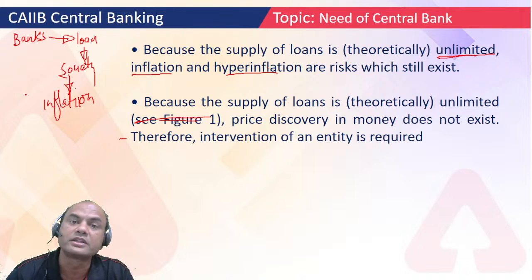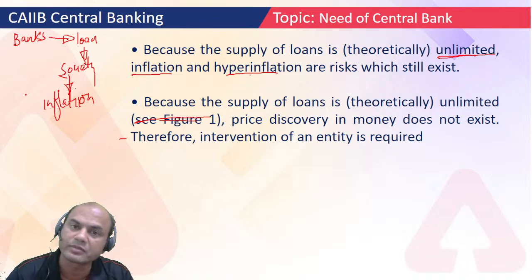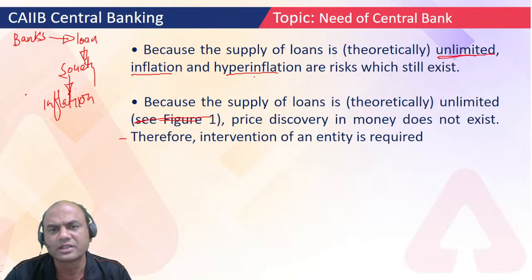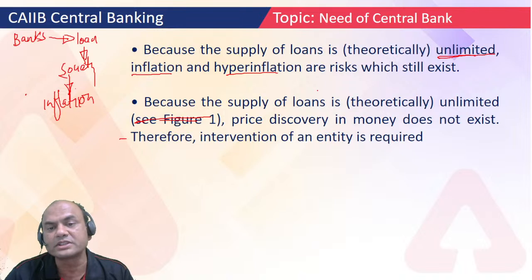Hyperinflation means prices going up hugely. For example, in Zimbabwe or Venezuela, there's hyperinflation. What is there in Pakistan now? Same hyperinflation. Okay. So because the supply of loans is theoretically unlimited, price discovery in money does not exist. Therefore, intervention of an entity is required. So supply of loan is unlimited.